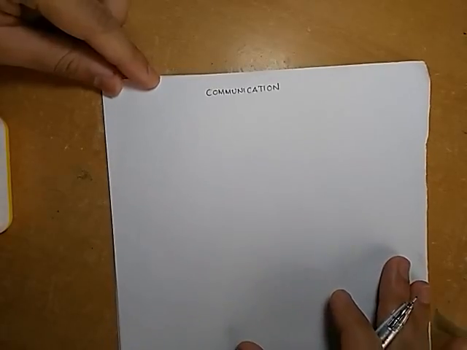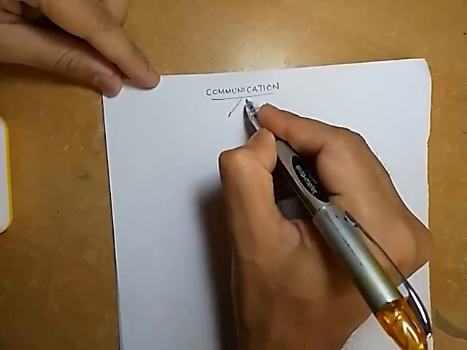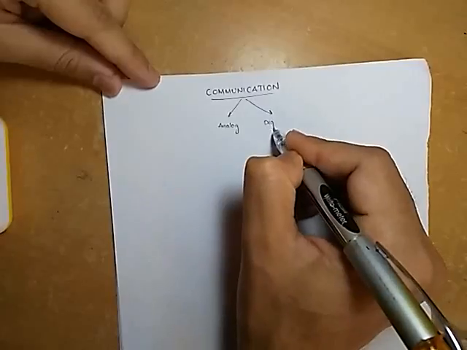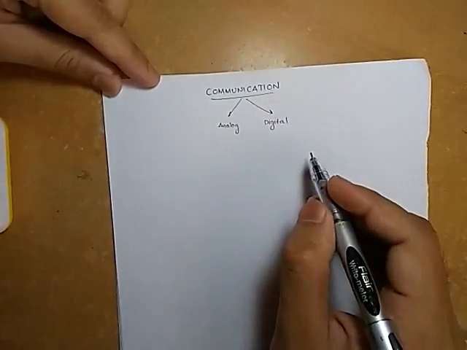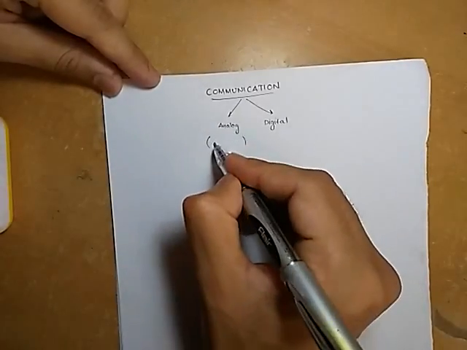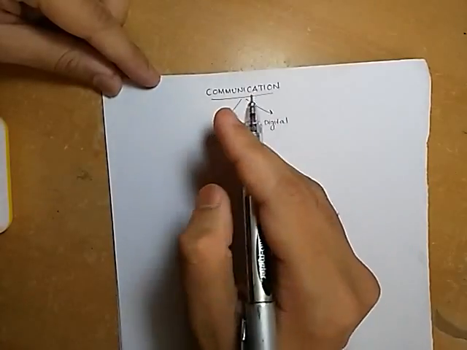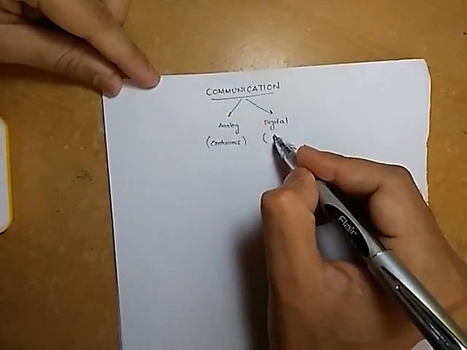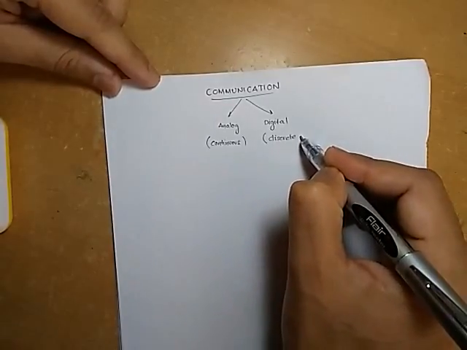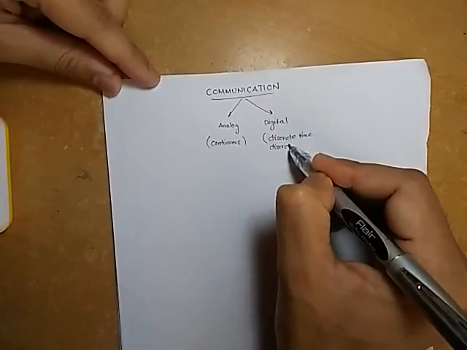Now let's start with this. In communication, we have two parts. One is analog and the other one is digital. In analog we have a continuous message signal which has to be transferred from one place to another, and in digital we have a discrete time signal, discrete in time as well as discrete in amplitude.